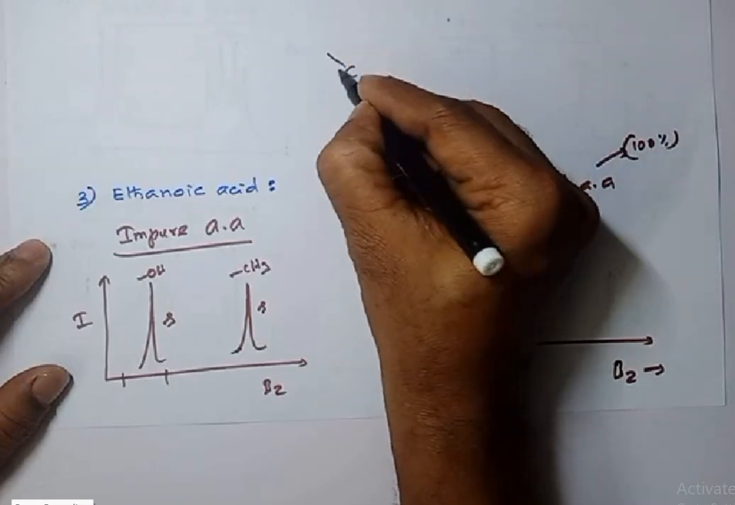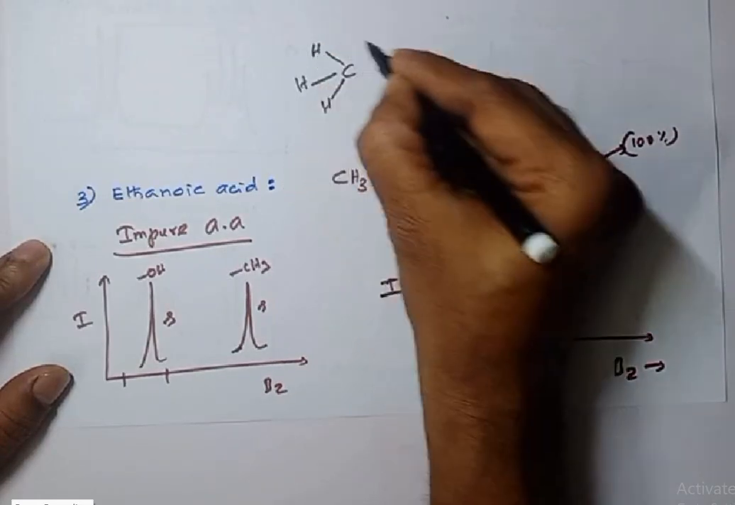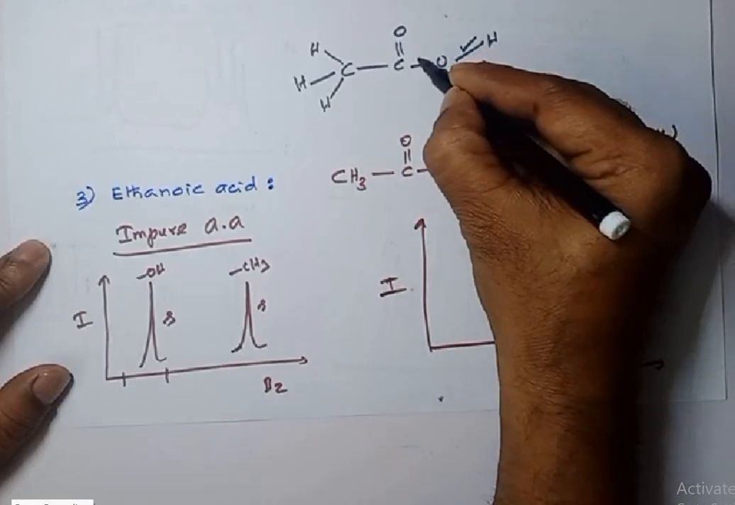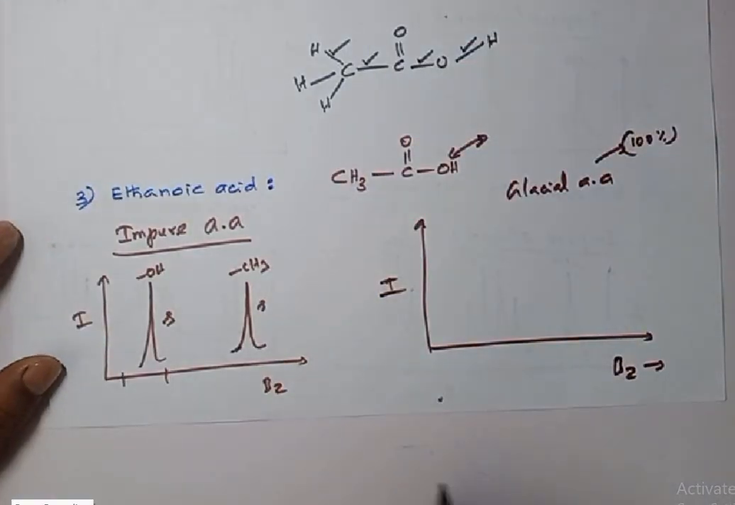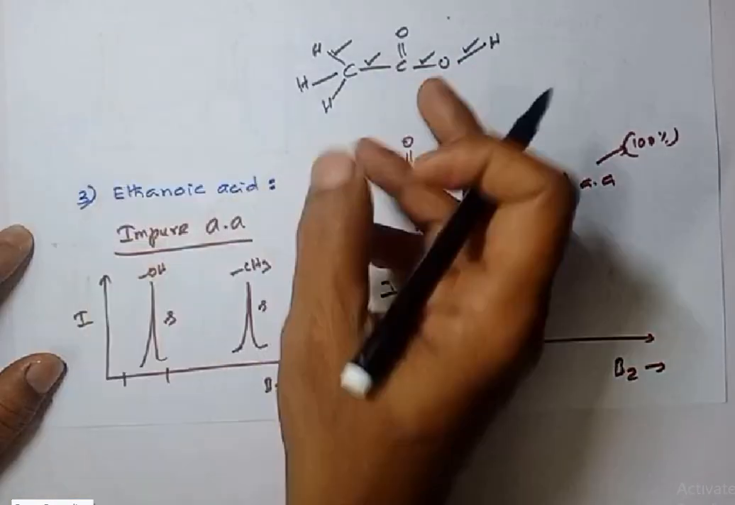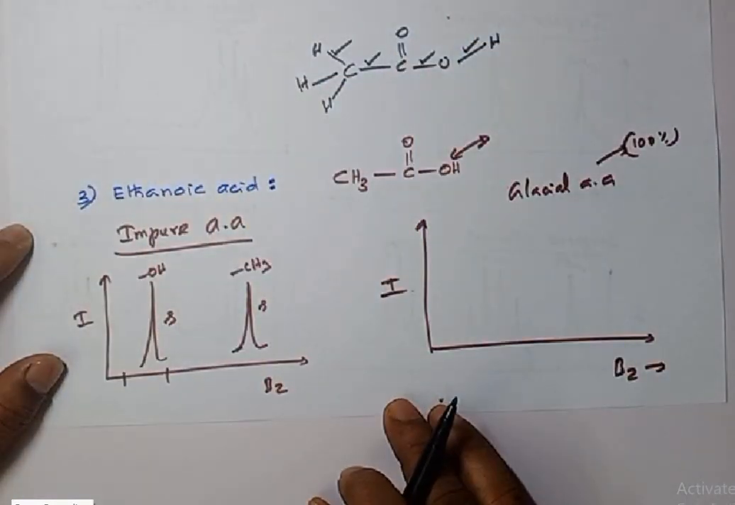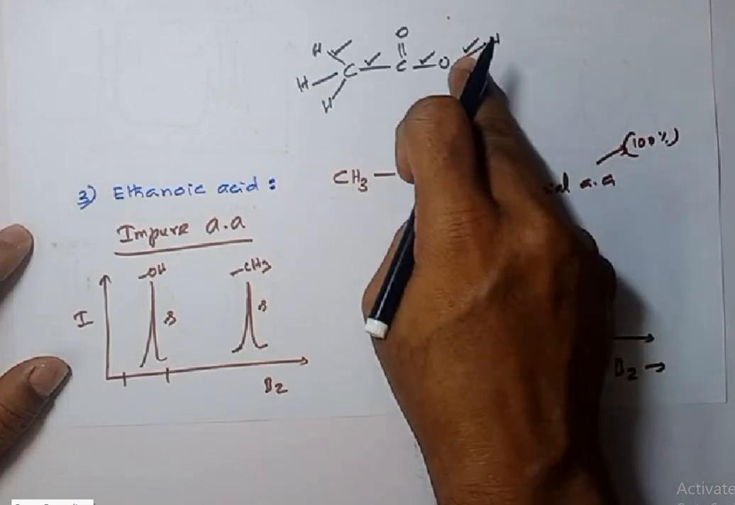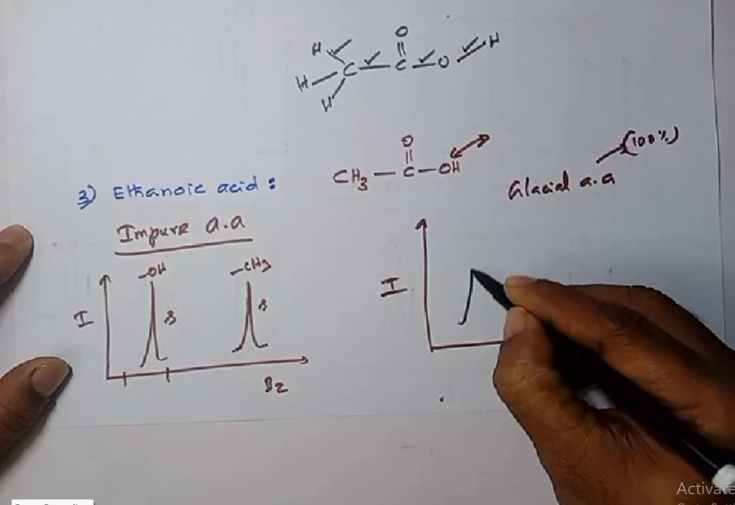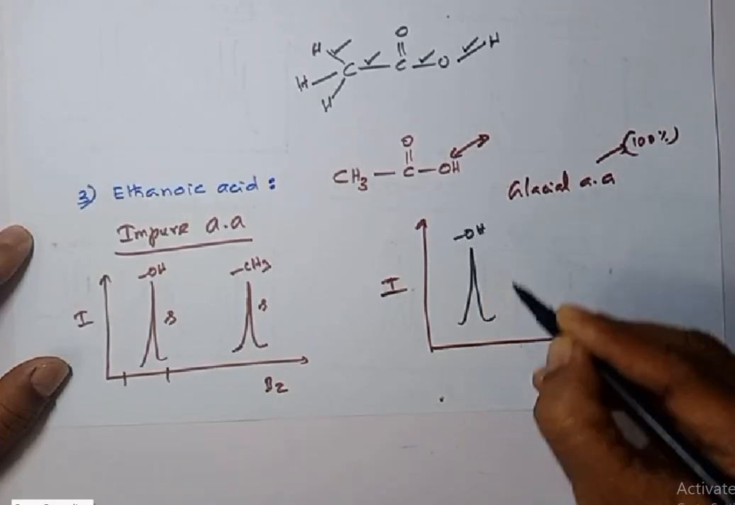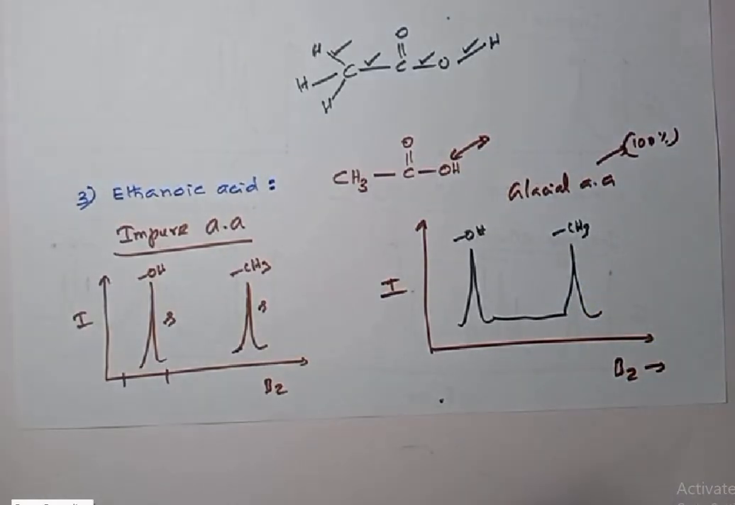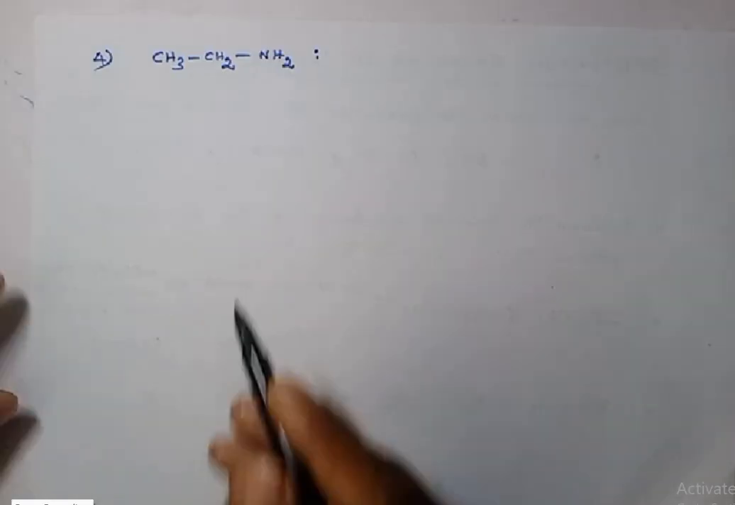Very good. See, between the methyl protons and the OH proton, how many bonds are there? 1, 2, 3. There are 4 bonds. I have told you, above 3 bonds, the coupling becomes very, very weak. So even if you take glacial acetic acid, no coupling occurs between these two. Therefore, even in glacial acetic acid, this appears as a singlet and this also appears as a singlet. Clear? Any doubt?